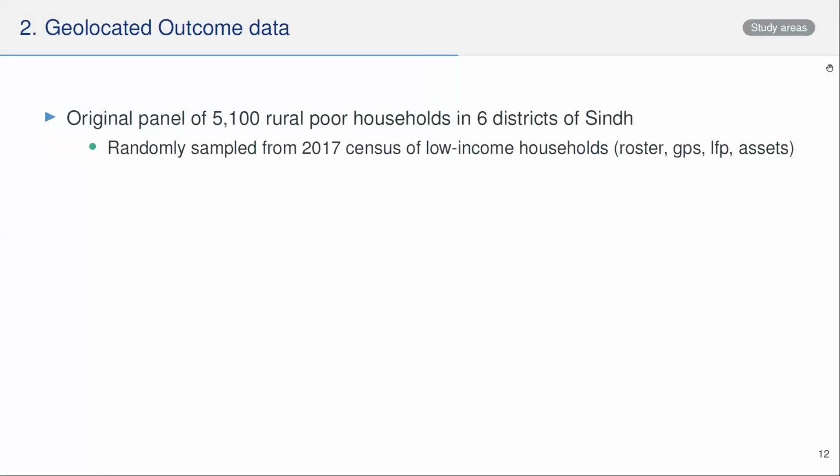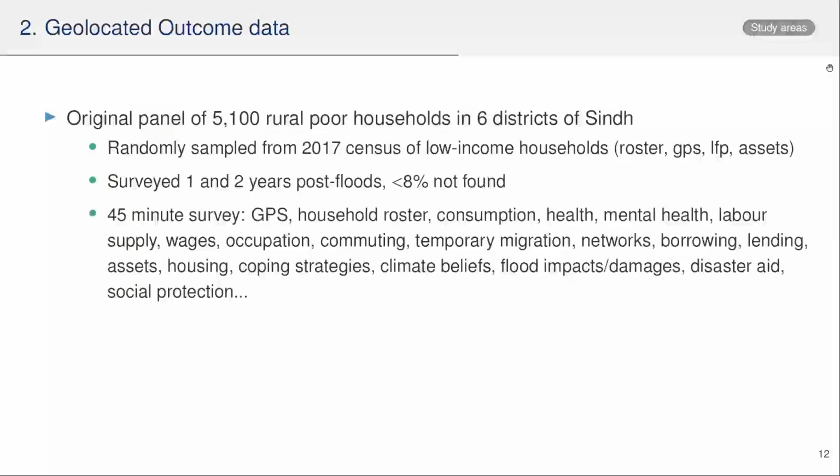Okay, geolocated outcome data. We collect an original panel of 5,100 rural poor households. We randomly sample them from a census of low-income households prior to the floods that we managed to get our hands on. That means we have very limited pre-flood data: a household roster, GPS coordinates, what they were doing in the labour market, and assets. We then survey them 1 and 2 years after the floods. We find loads of them, and we do a very long survey, everything you would expect in a household survey: GPS, household roster, commuting, consumption, health, mental health, all of the above.